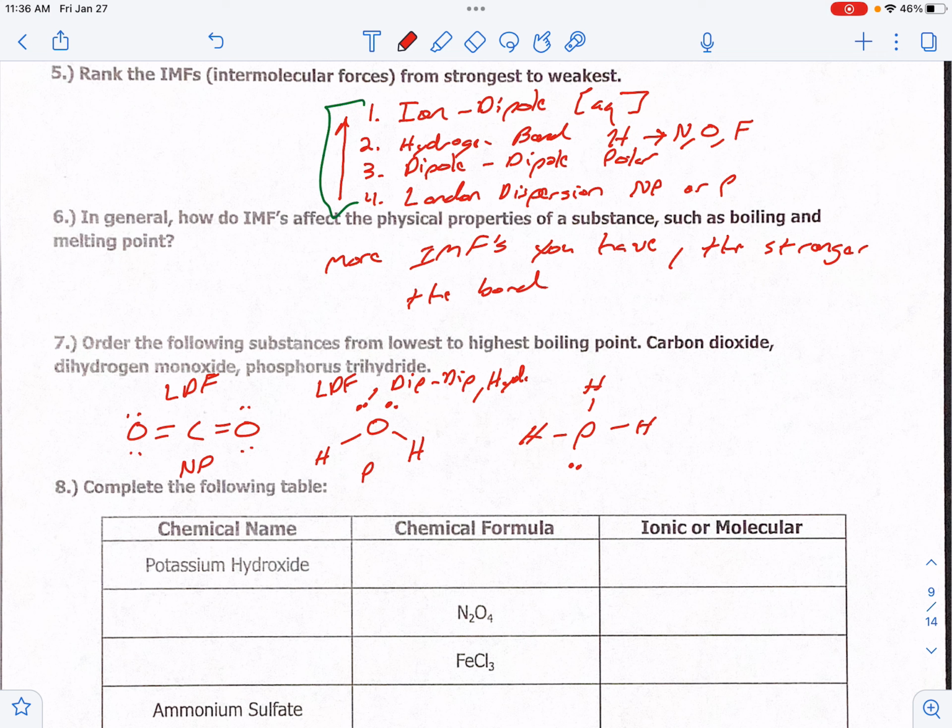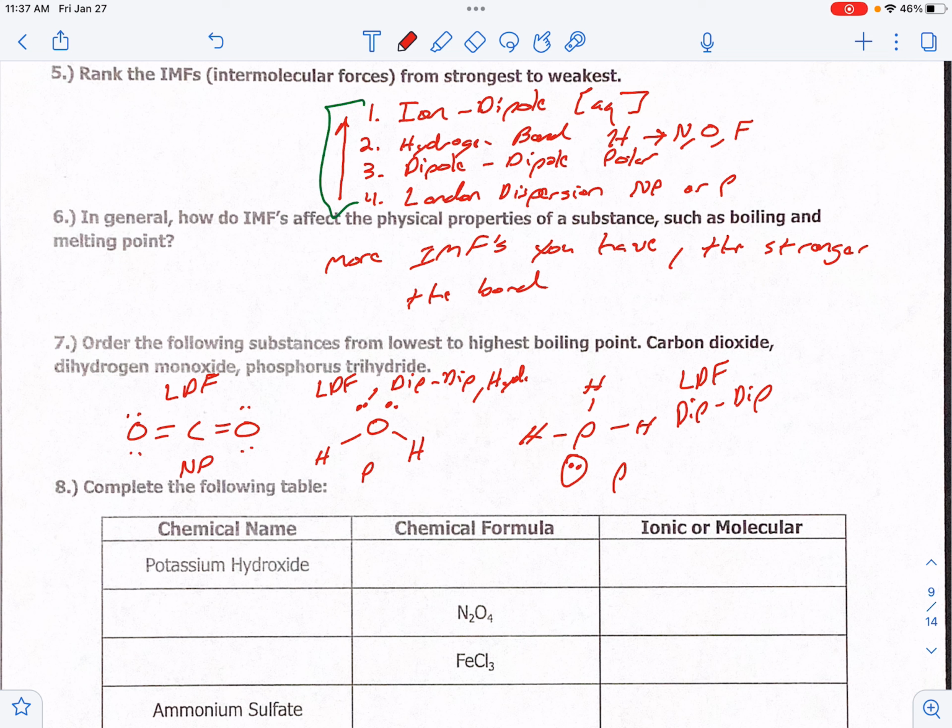Okay, let's look at the next one. This one is polar because this is throwing it off. So it's polar, so it's going to have LDF. Okay, at least got that. Now, since it's polar, it now has dipole-dipole. In order to be a hydrogen bond, it has to be an H to an N, O, or F. So I have H's, but I don't have either the N, O, or F, so I have to stop there.